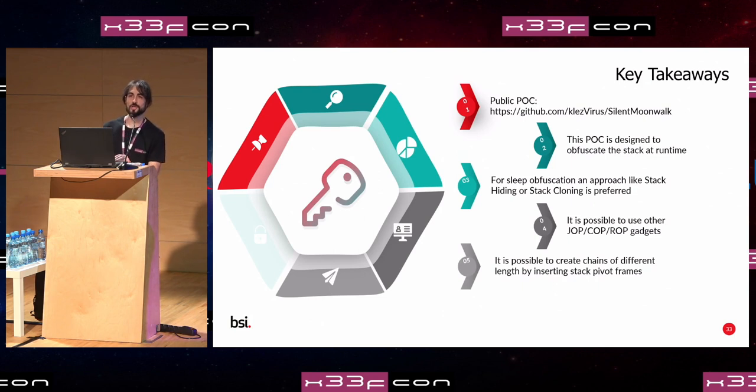And it is possible to create chains of arbitrary frames, meaning that the concealing frames that you're adding, I didn't show this here, but you can put an arbitrary number of concealing frames before the JOP gadget and after the JOP gadget, and the function will work as it is. Doesn't matter. So you can create literally arbitrary stack frames, like stack frames of arbitrary length.